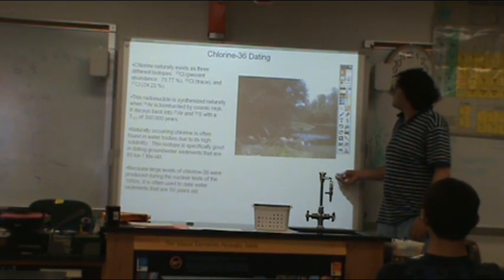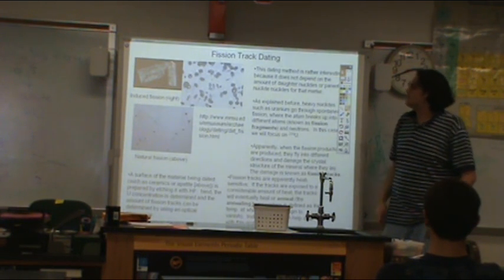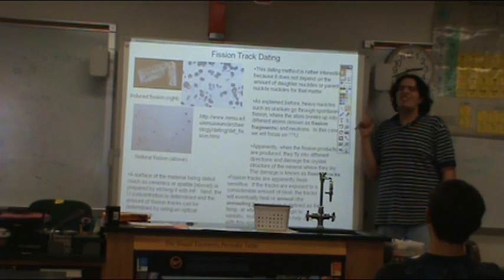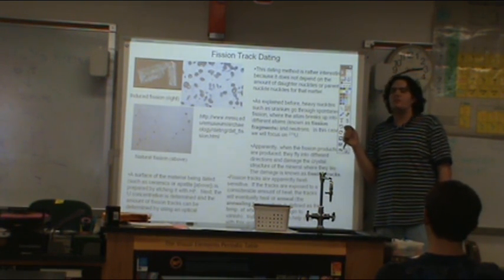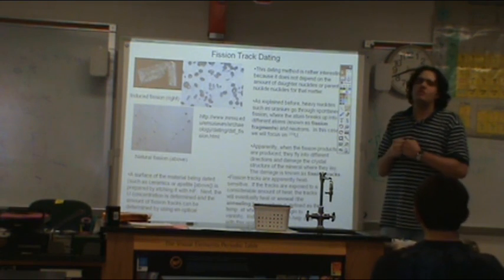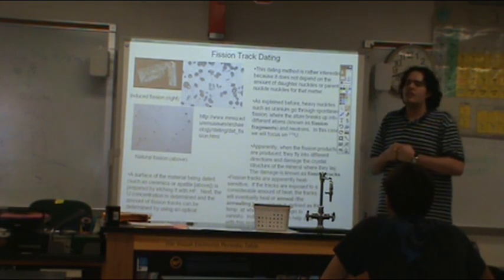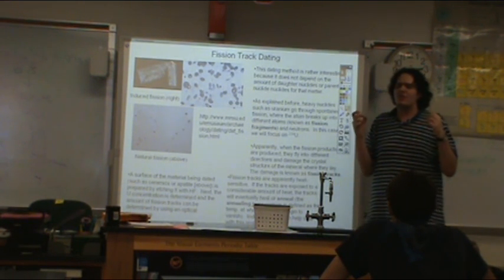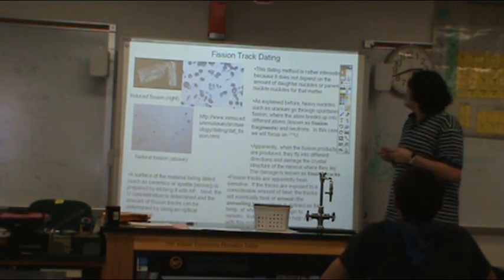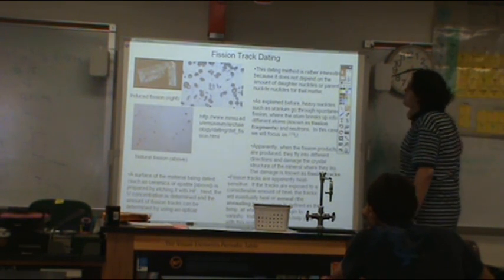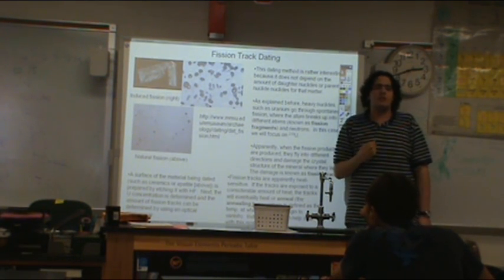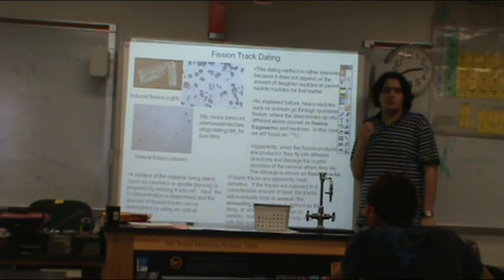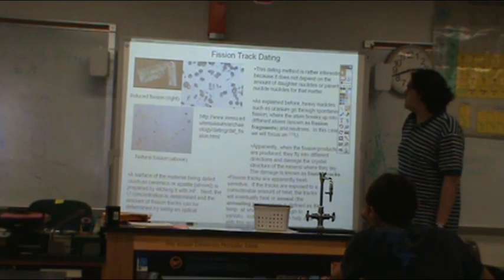I'm going to go through this one actually. This one actually does not use any decay in it per se. What it uses is actually the damage on crystal lattices of objects. A heavy isotope like uranium-238 can break up into larger atoms, usually atoms this heavy, not necessarily alpha particles. And when it does that, the fission fragment can cause damage to the crystalline lattice.